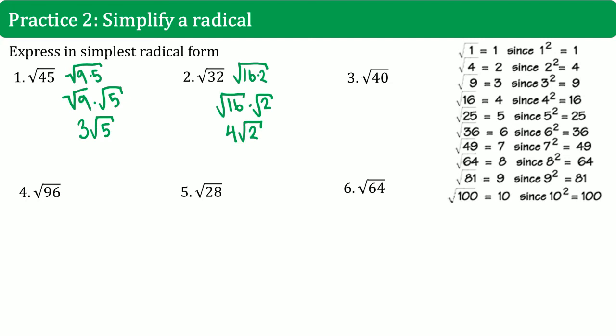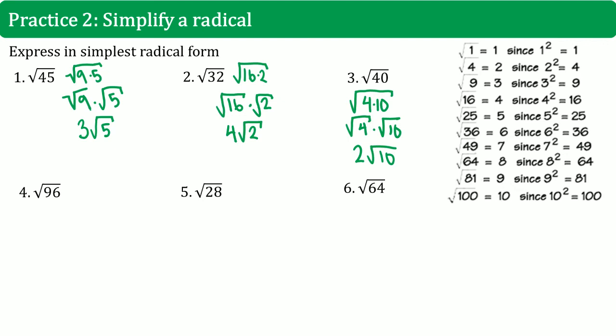Next, radical 40. So I can pick, how about 4 and 10? Yeah, 4 is good. I can't use 9 or 16. No, 25 is too big, and that's it. So this breaks down to radical 4 times radical 10. Radical 4 just becomes 2. Radical 10 can't be broken down. If you write 2 times 5, it's useless. You can't break that down anymore. So you can just write this as radical 10.